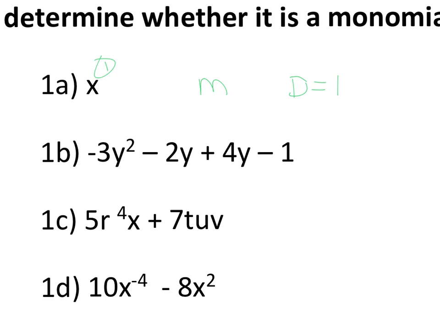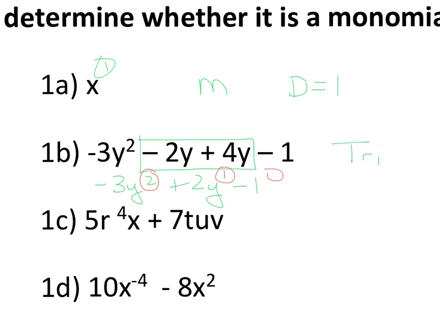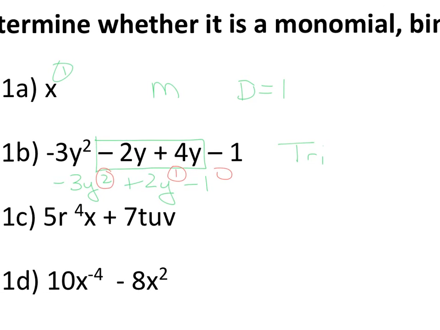Okay, on this guy, you should have combined like terms first and got negative 3y squared plus 2y minus 1. All right, so once you clean that up, that's a trinomial. Okay, just kind of abbreviating here, trinomial. And when I'm looking at my degrees, again, we're looking for the biggest. We've got 2, 1, and there's no degree there. So your degree on this guy is going to be 2. So degree of 2.